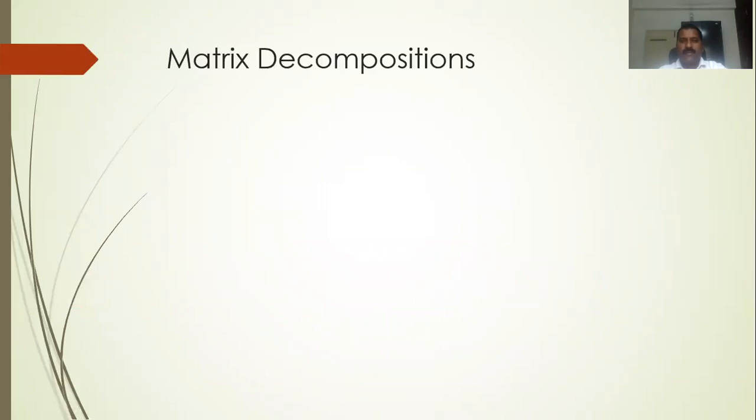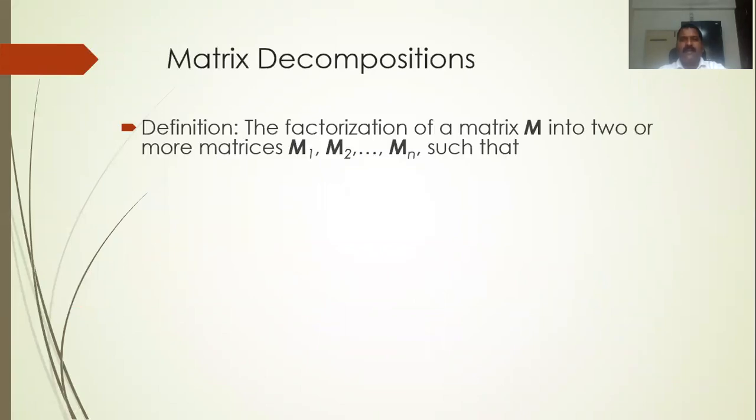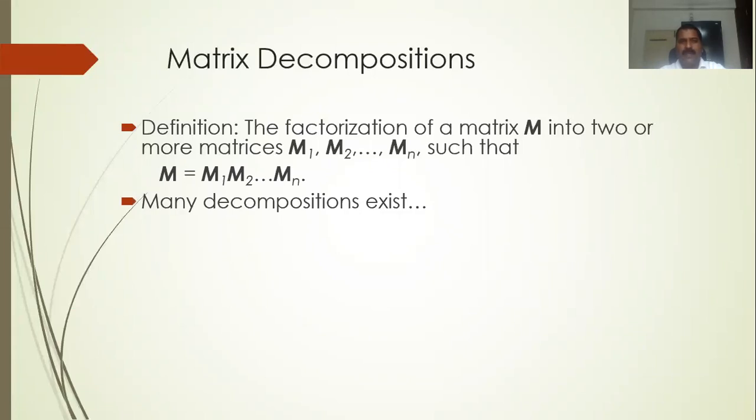First of all, what is a matrix decomposition? Sometimes a huge matrix is hard to handle. So what we do is we make it into pieces. The way of making it into factors is what we call a factorization or a decomposition. The factorization of a matrix M into two or more matrices, say M1, M2, up to Mn, is such that the product of those matrices will give you back the original matrix.